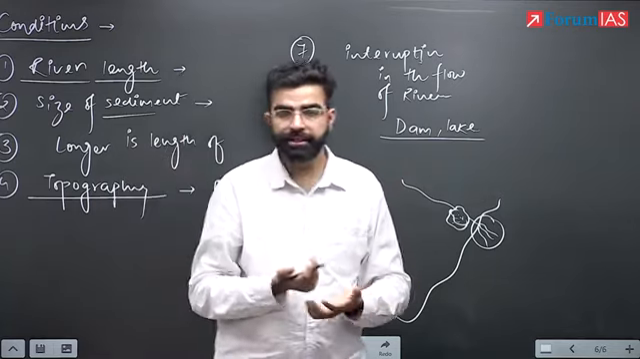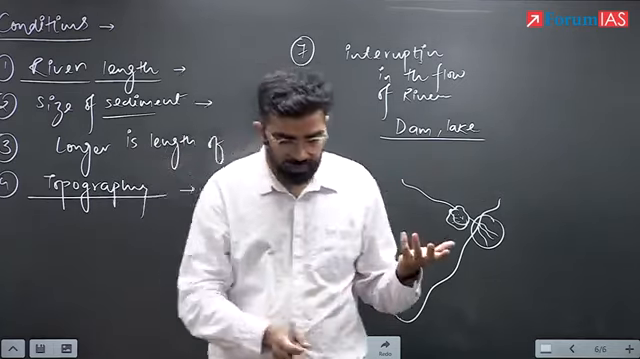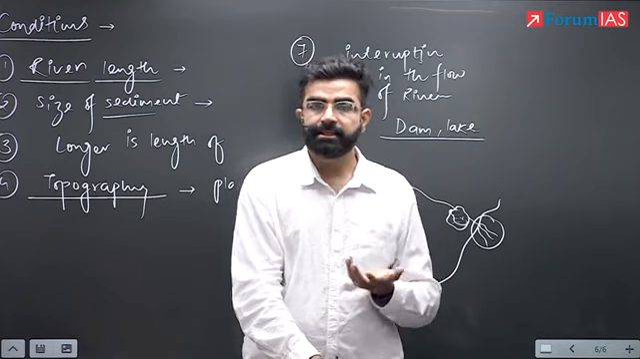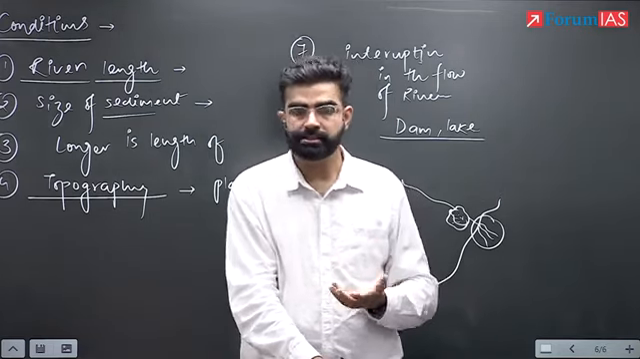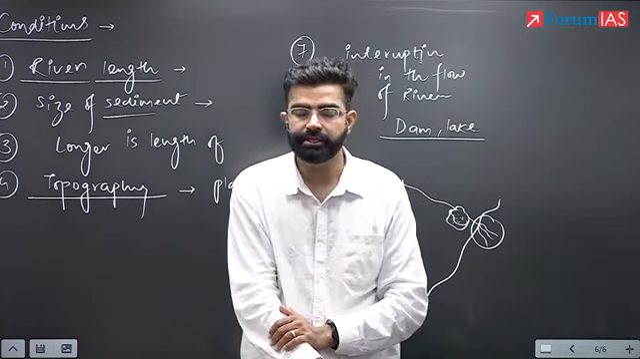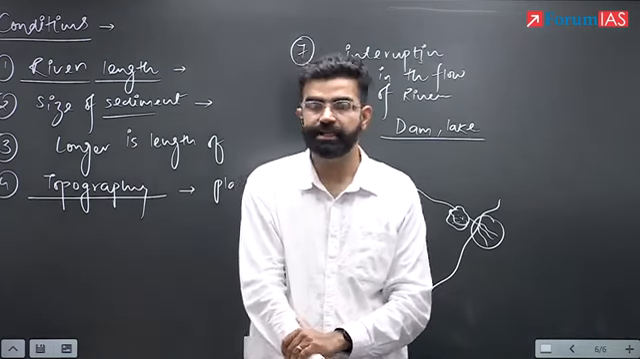There are some more conditions. For example, let's say what is the type of rocks there, what is the type of rainfall patterns there. So these are the various conditions which are required for the formation of delta.